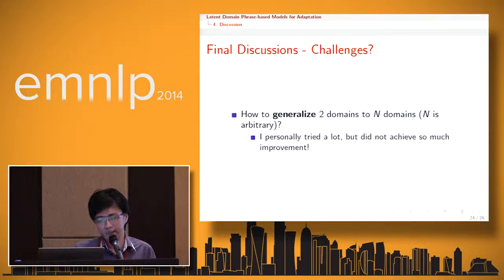And the last challenge: how can we generalize to other domains? I did try a lot, but personally I did not achieve much improvement. Khalil has some ideas, and also Ivan has some ideas, and I hope I can improve it in future. Thank you.